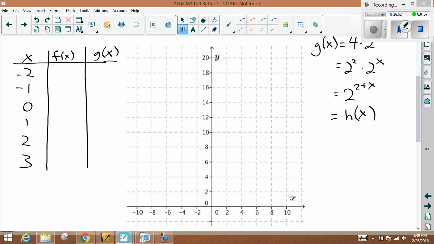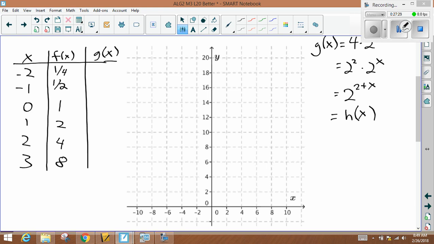I'm just picking some x values to plug in. I get to choose whatever I want. These are probably going to be the easiest and the ones that'll fit on my graph, hopefully. So f of x is 2 to the x power. 2 to the -2 power is the same thing as 1/4. 2 to the -1 power is the same thing as 1/2. 2 to the 0 power, 1. 2 to the first power is 2. 2 squared is 4. 2 to the third power is 8.